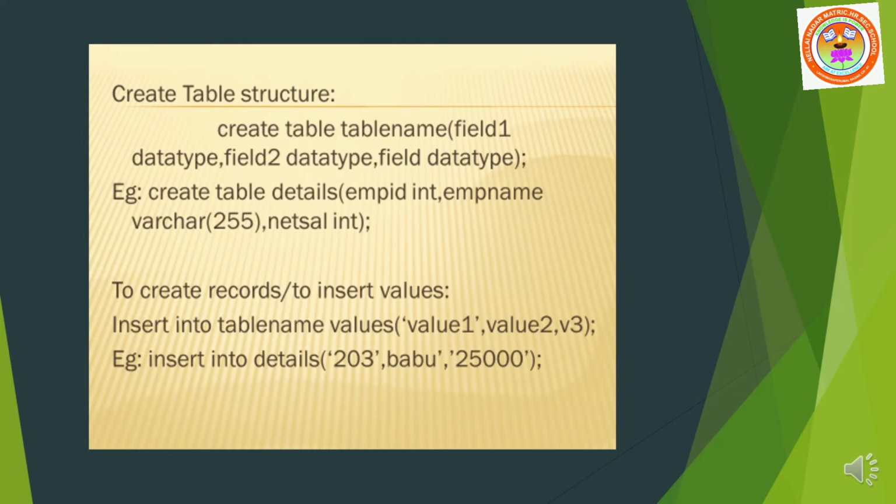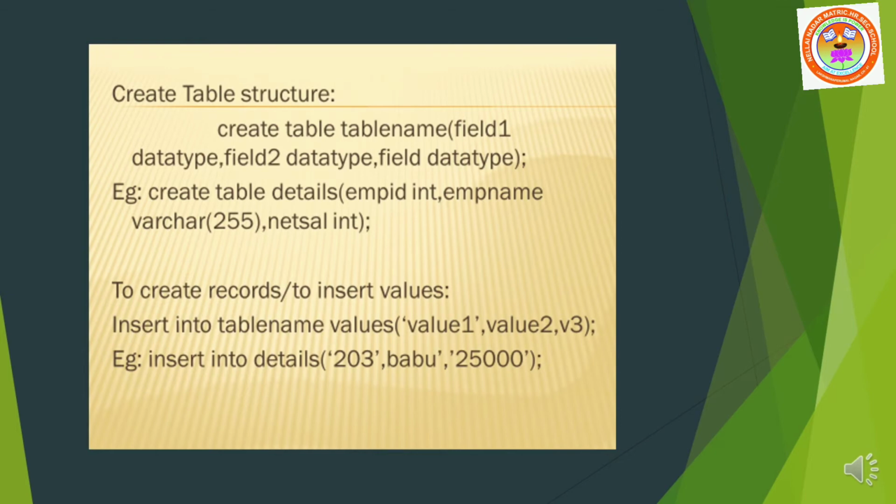For that, the command is create table, table name, within bracket, field 1 data type. As I said, then finally close the bracket and put semicolon. See the example, create table, my table name is details. What are the field names? EMP ID. EMP ID, what is the data type?